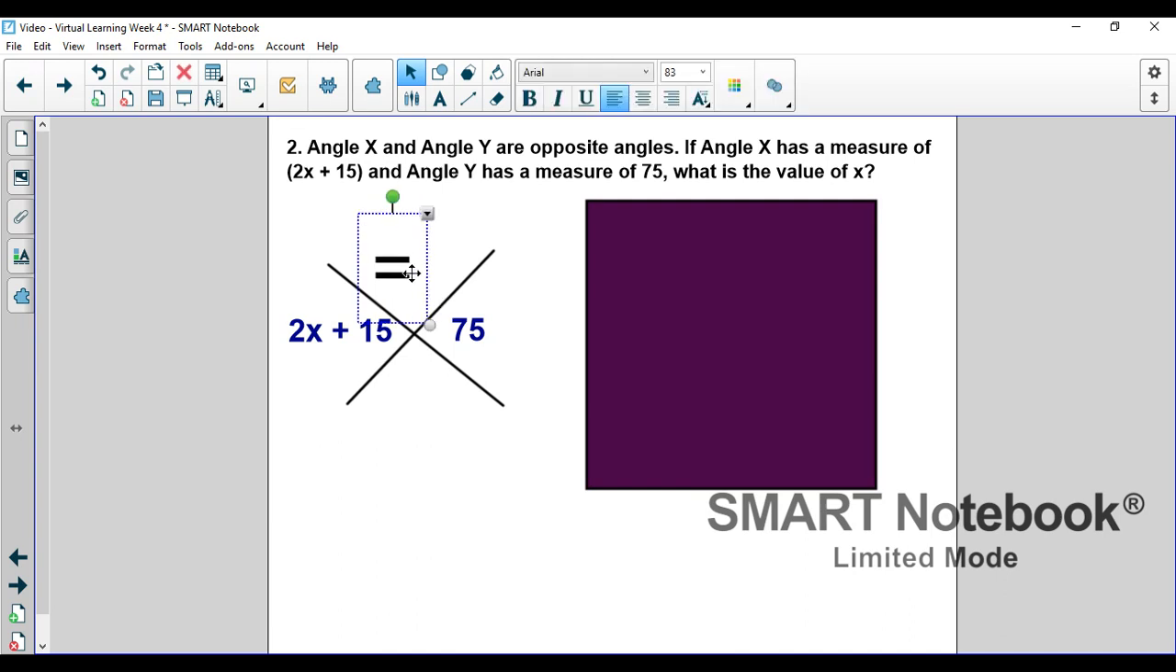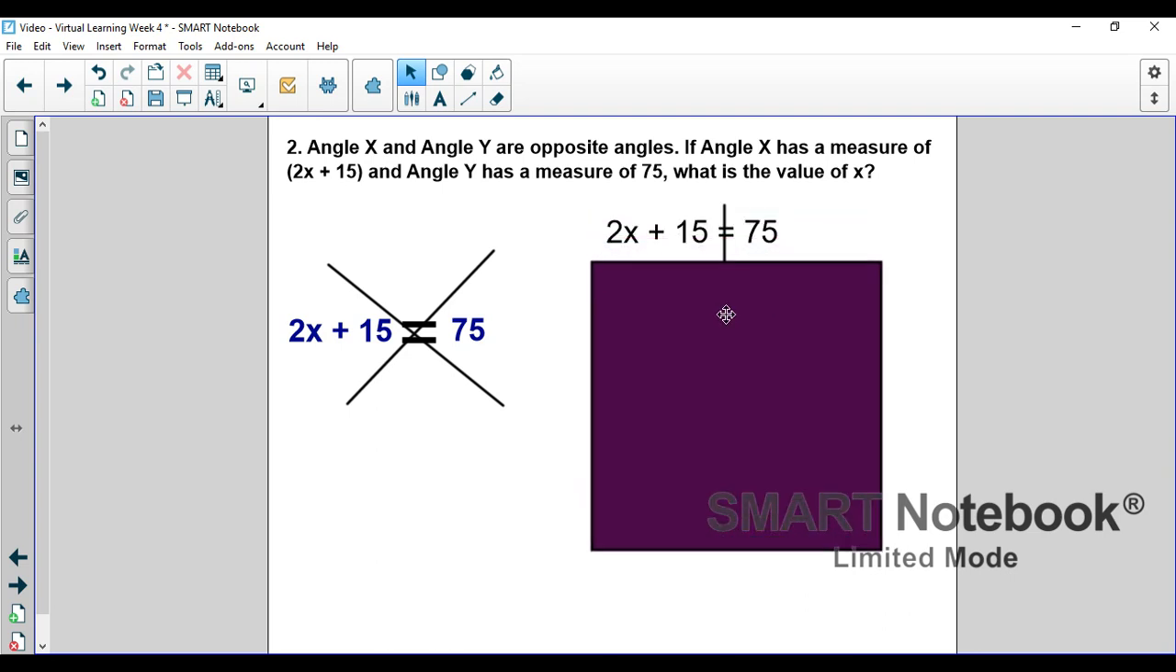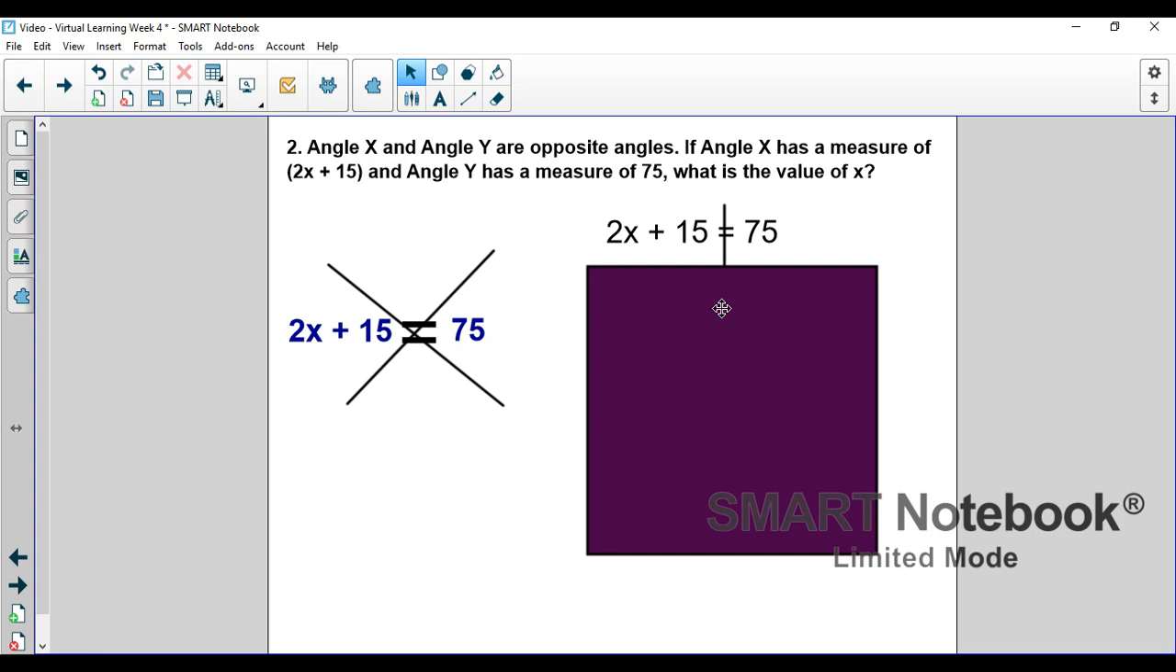So the hardest thing to remember is that they don't equal 180 degrees. They equal each other. We already know that the right side is 75 degrees. We already know the left side is 75 degrees. They're just trying to figure out what the value of x would have to be in order to make it 75 degrees. So I could say that 2 times x plus 15 is the same as 75.